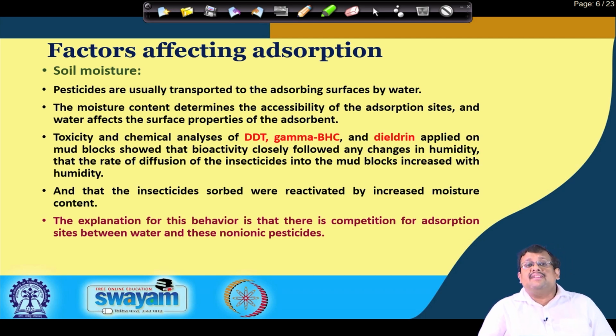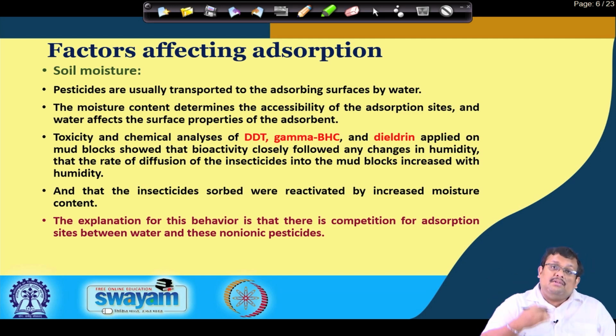Now, pesticides are usually transported to the adsorbing surface by water, and the moisture content determines the accessibility of the adsorption sites, and water affects the surface properties of the adsorbent. Now, remember that the toxicity and chemical analysis of certain pesticides like DDT, gamma BHC or benzene hexachloride and dieldrin applied on the mud block showed that bioactivity closely followed any changes in humidity, and that the rate of diffusion of the insecticides in the mud blocks increases with humidity. So, if there is an increase in humidity, the rate of diffusion of these specific insecticides like DDT, gamma BHC and dieldrin increases with increasing humidity through their mud block. So, an experiment has already supported this.